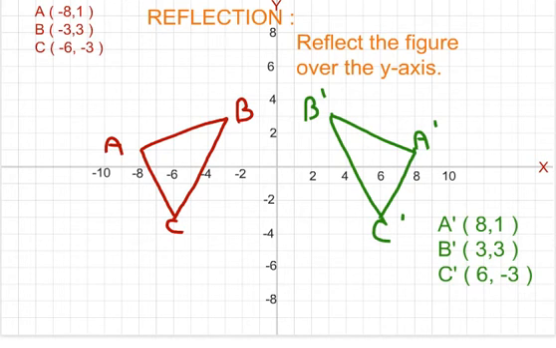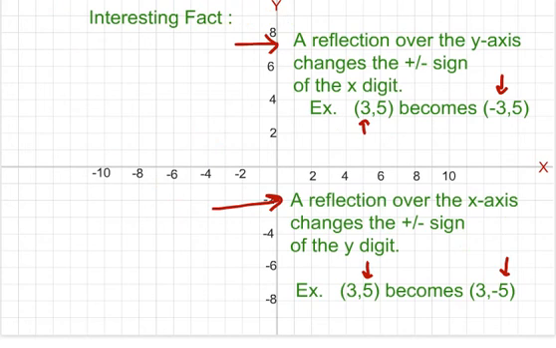As you can see, I could fold my coordinate plane in two. If I use the y-axis line as the folding line, B would be exactly over B prime, A would be exactly over A prime, and C would be exactly over C prime. And as you can see, the coordinates for the image have also changed. So A (minus 8, 1) became A prime (8, 1). And that's how it goes.